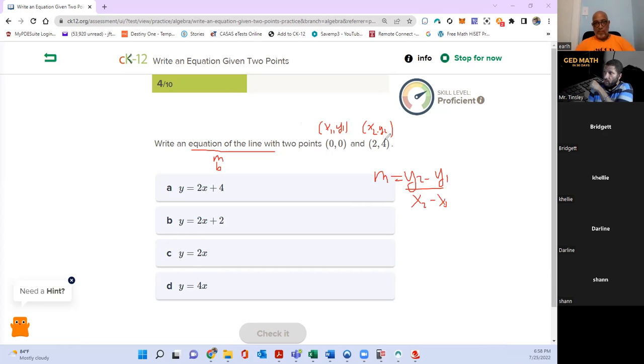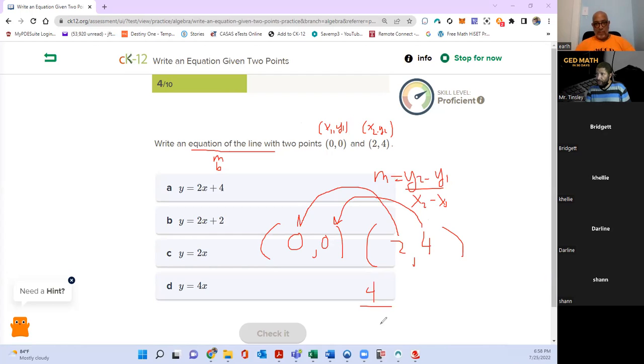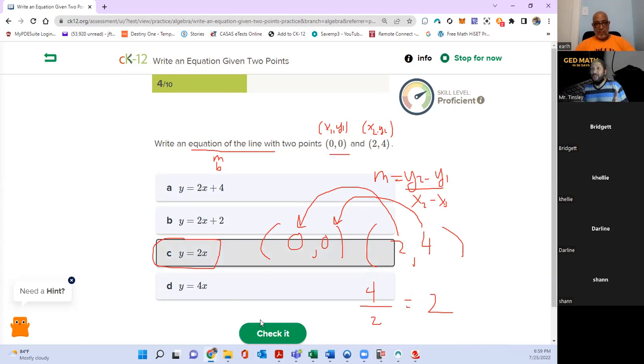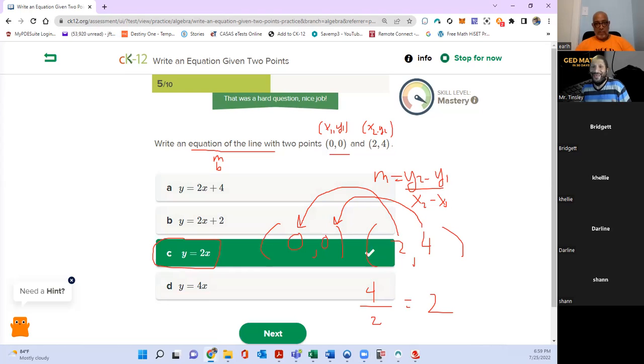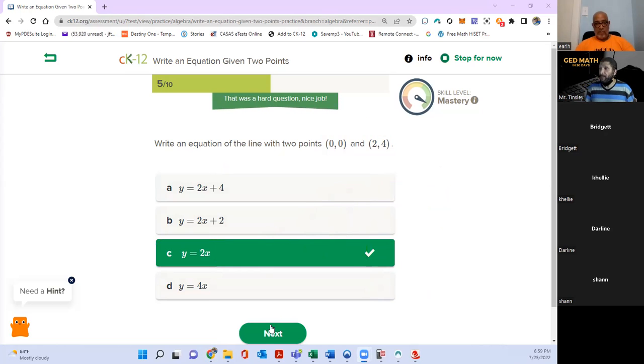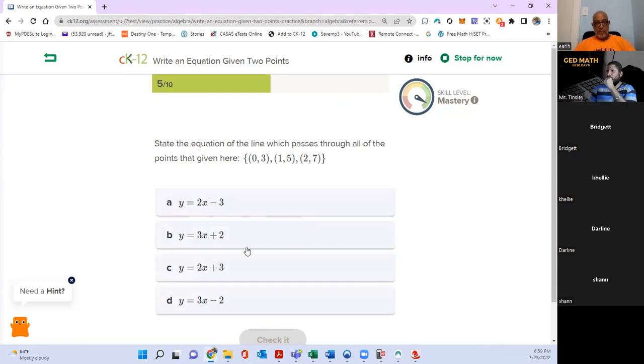4 minus 0. Now, watch this. I'm going to show you something. I'm going to make it nice and big for you. It's math about patterns. 4 minus 0, 4. 2 minus 0, 2. Slope 2. y-intercept 0. Done. If you do these problems enough, you will start recognizing the patterns, so you don't have to walk through step by step. Let's look at another one.